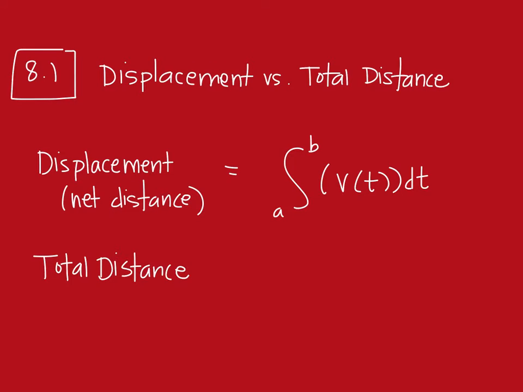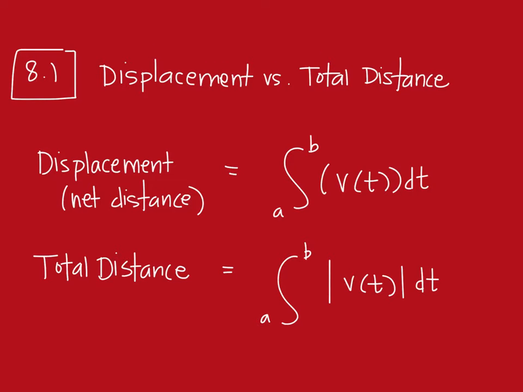The difference then compared to total distance: that person who's run around the track with displacement 0 has certainly traveled total distance, and so we make our definition for that using the absolute value. So it's still the integral going from A to B, but now it's the absolute value of the velocity with respect to time as its differential.